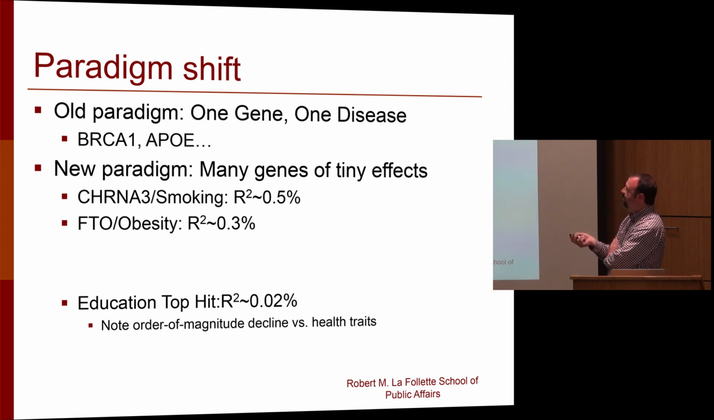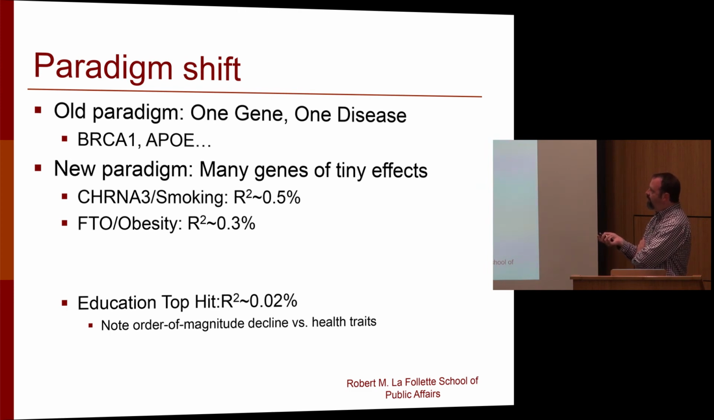But what's turned out to be more likely to be true is that instead of one gene, one disease, one drug, there are many genes, each with a potentially tiny, tiny effect. And that really transforms the whole type of analysis one would do in trying to characterize a genetic score or a genetic risk for the outcomes of interest.